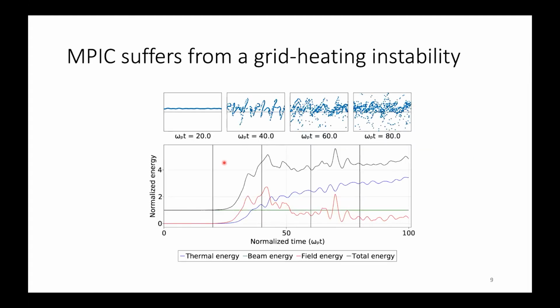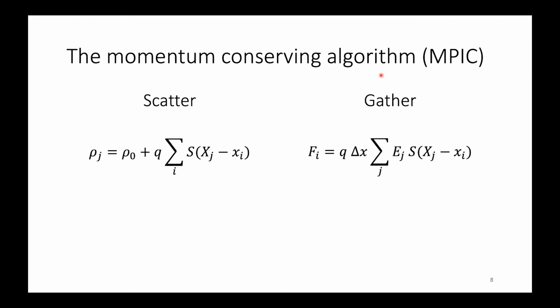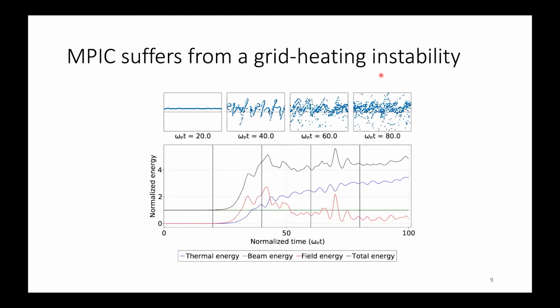As we've already seen, but I want to revisit, MPIC suffers from, we're going to call this algorithm MPIC for the rest of this presentation, just to distinguish between all the different algorithms that we'll have flying around. So MPIC suffers from this grid heating instability. And as a reminder, we are doing a one-dimensional electrostatic simulation, periodic boundary conditions, electron beam through a neutralizing background density. That's going to follow us through this whole presentation.